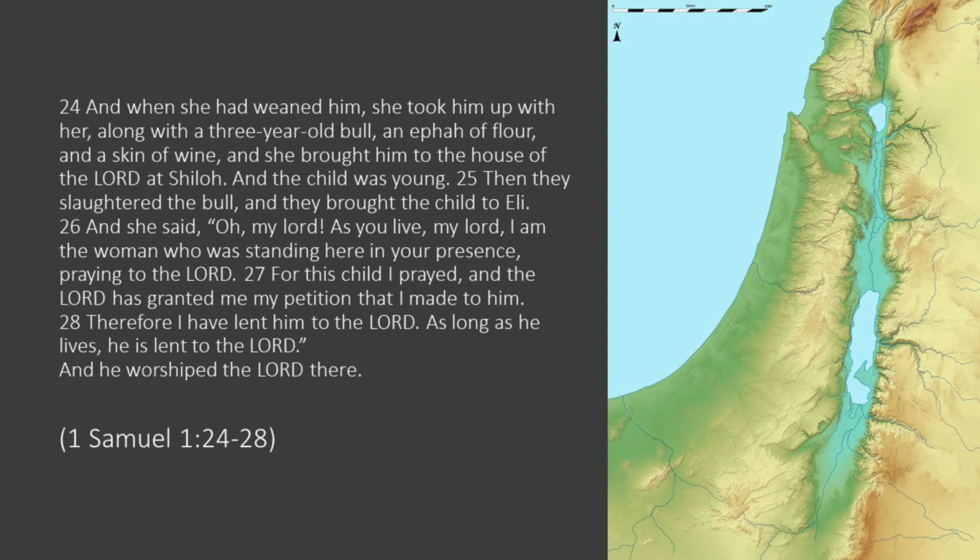And when she had weaned him, she took him up with her, along with a three-year-old bull, an ephah of flour, and a skin of wine, and she brought him to the house of the Lord at Shiloh. And the child was young. Then they slaughtered the bull, and they brought the child to Eli. And she said, O my lord, as you live, my lord, I am the woman who was standing here in your presence praying to the Lord.